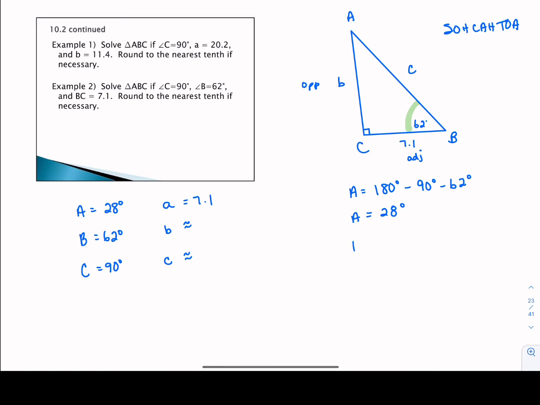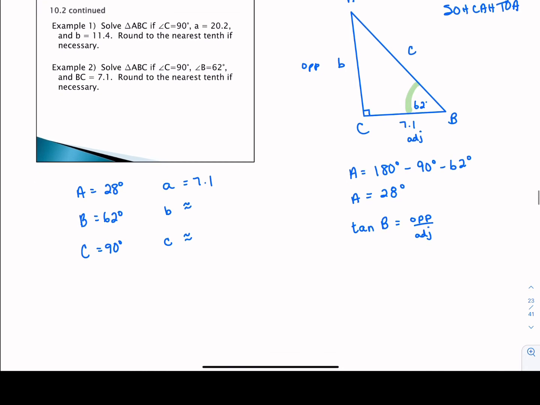So I'm just going to write the tan ratio in its original form and say the tangent for angle B is going to be the opposite side divided by the adjacent side. Now I can fill in the information that I know for sure. I know that angle B is 62 degrees, so I'm going to plug that into my equation here. So tan of 62 degrees is going to be the opposite side of B divided by the adjacent side, or 7.1. All we need to do is solve this little equation.